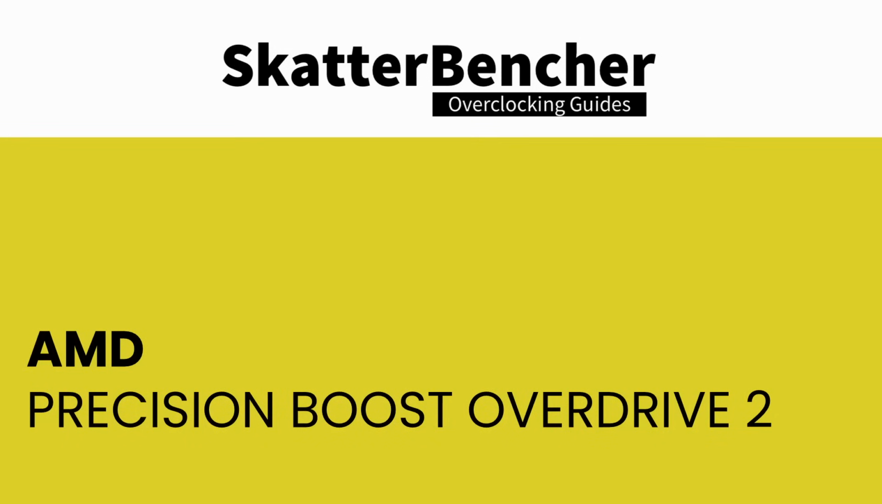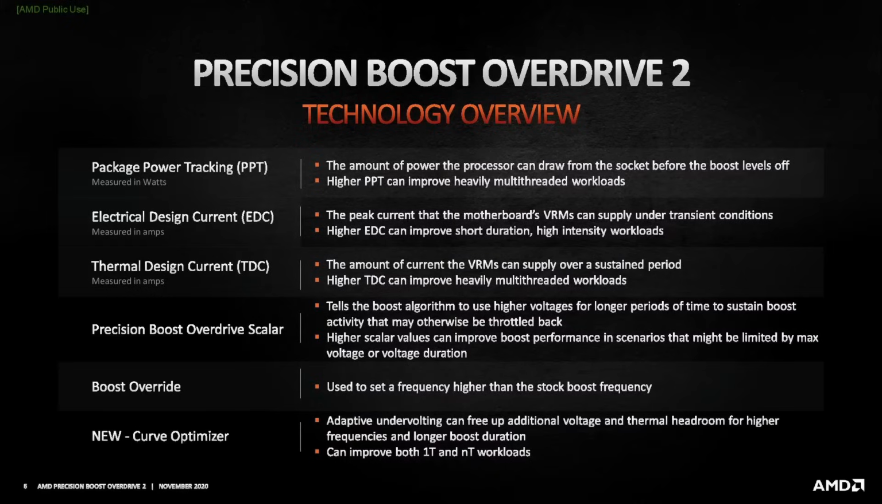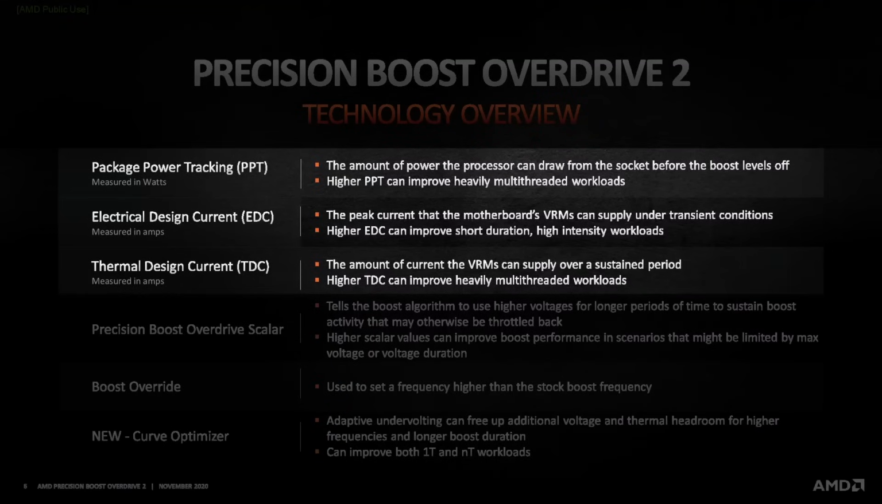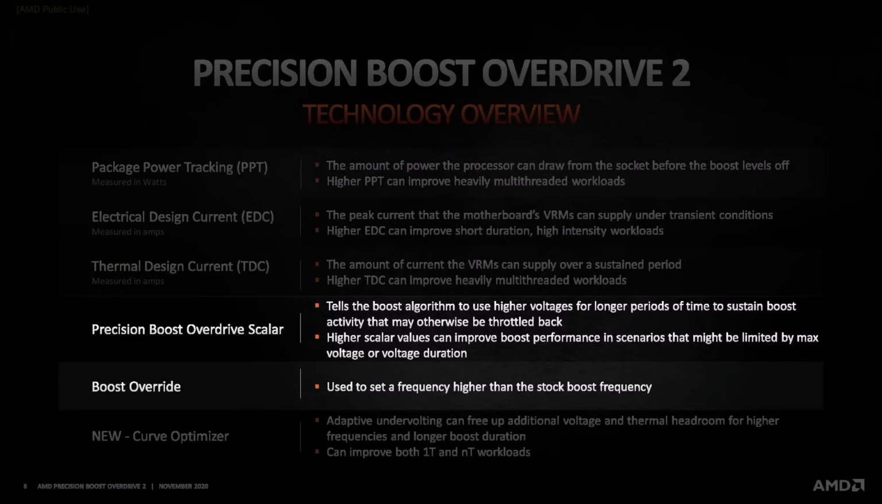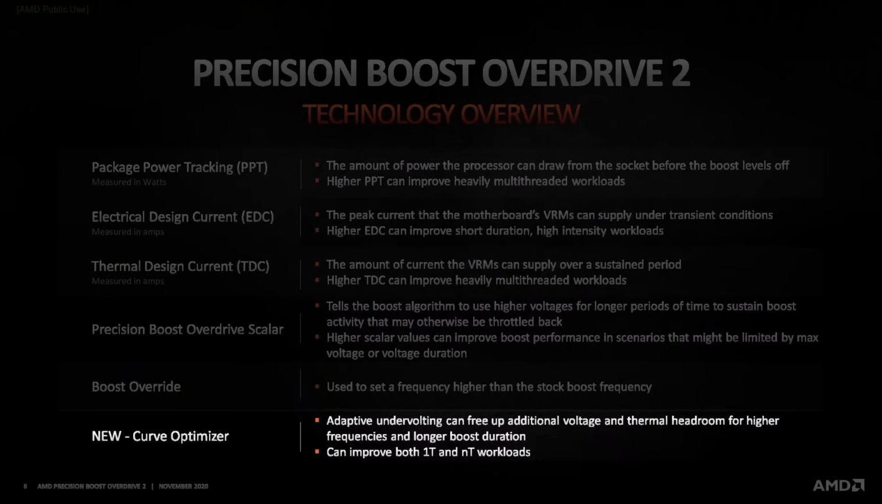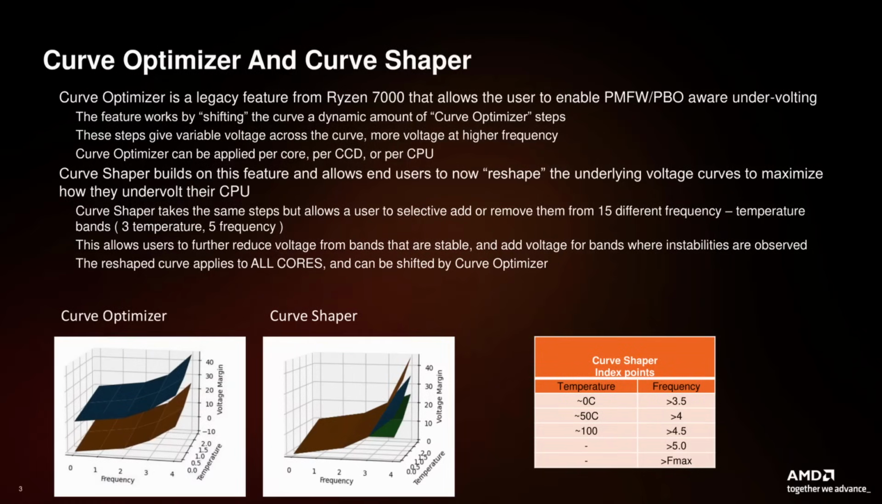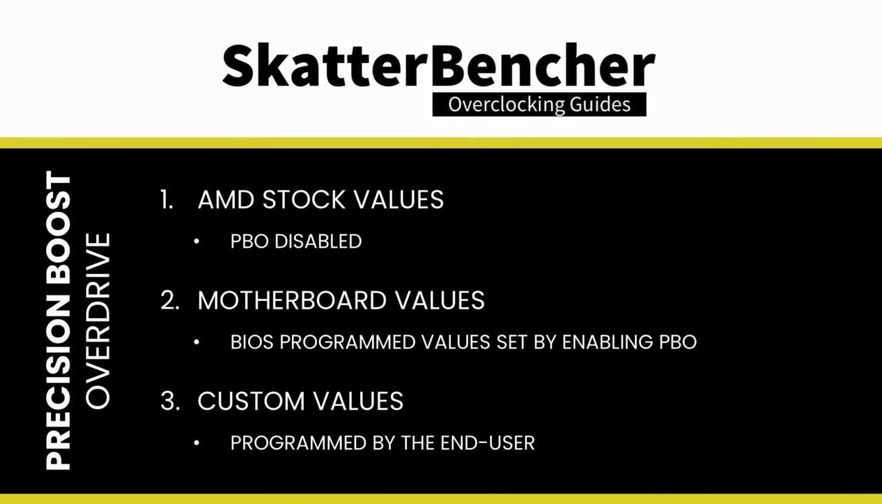With the launch of Zen 5, AMD also introduced an improved version of the Precision Boost Overdrive Overclockers toolkit. This toolkit allows us to manually adjust some of the parameters governing the Precision Boost boosting algorithm. The Precision Boost Overdrive 2 toolkit for Zen 5 Ryzen processors includes the overclocking knobs from Zen Plus, PPT, TDC, and EDC, Zen 2, Boost Override and Scalar, Zen 3, Curve Optimizer, and the newly announced Curve Shaper for Zen 5. There are essentially 3 levels of Precision Boost Overdrive.